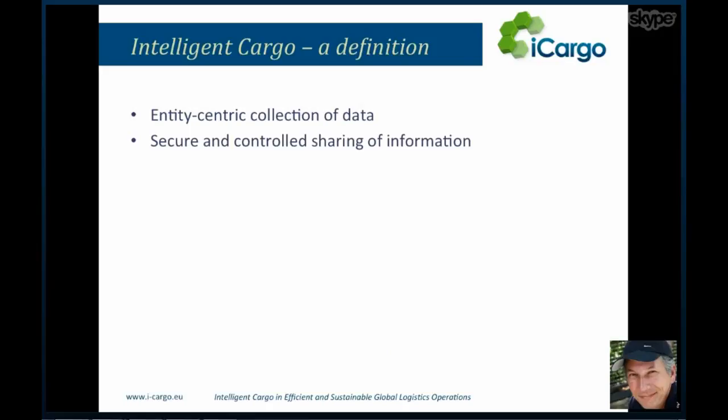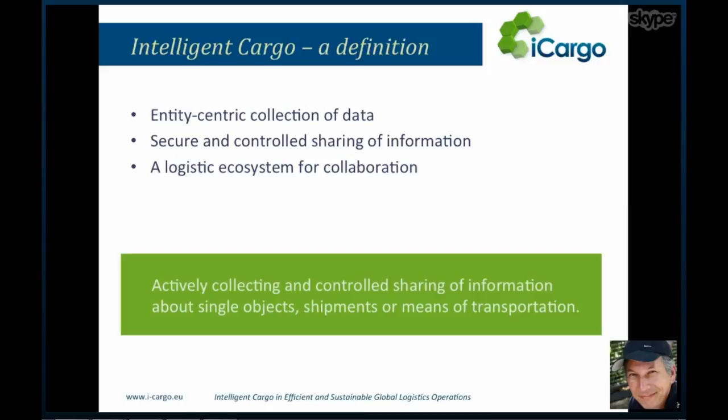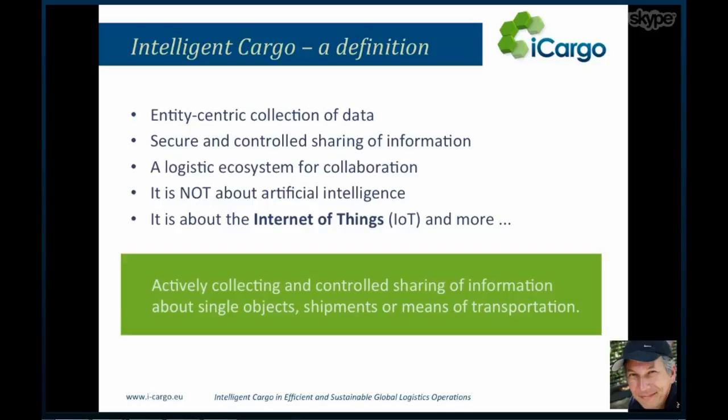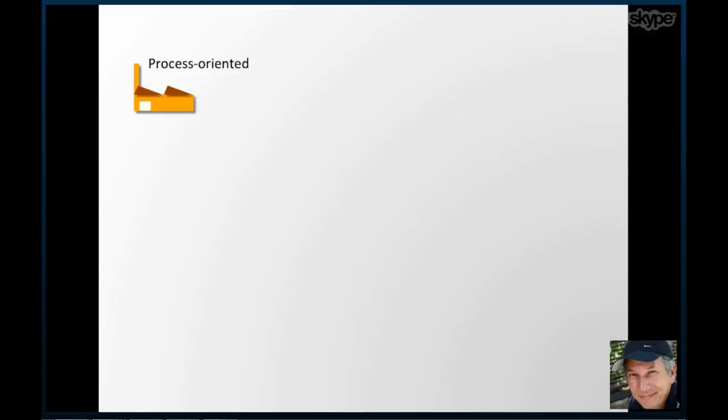So, back to the definition of intelligent cargo and the essence of our infrastructure. We use the entity-centric approach, but we also use a logistic ecosystem for collaboration. The aim is to actively collect, control and share information per object, per shipment, or means of transportation. Intelligent cargo is not about artificial intelligence. It's more about the Internet of Things, but you probably got that already from a previous slide.